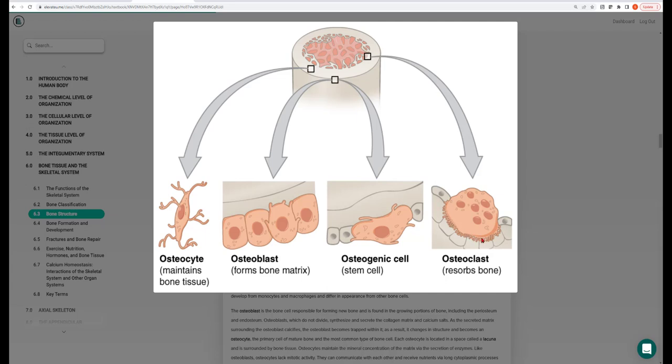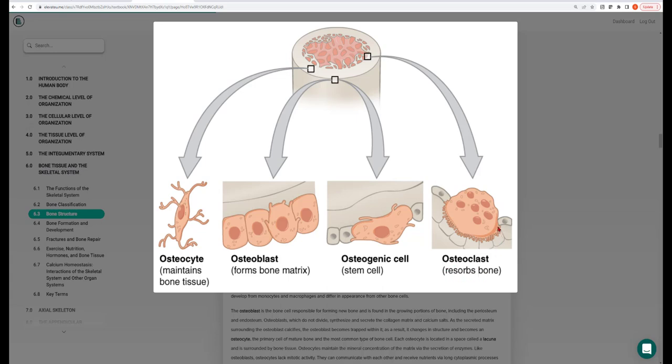Osteoclasts also are phagocytic. They are able to chew away at the bone. Remember, clast means to break down. The fancy word for breaking down is resorption. We say that the bone is resorbed or undergoes resorption. Okay, so osteoclasts resorb bone.